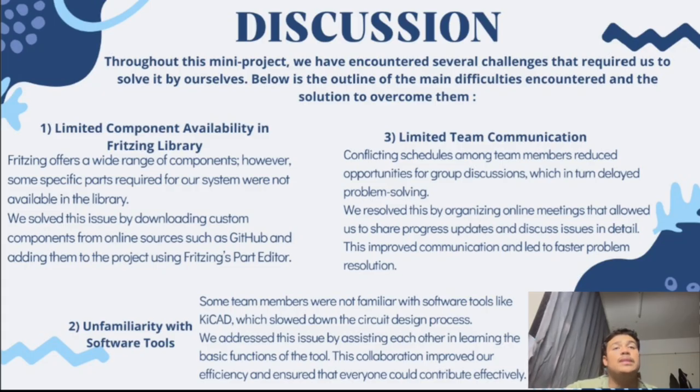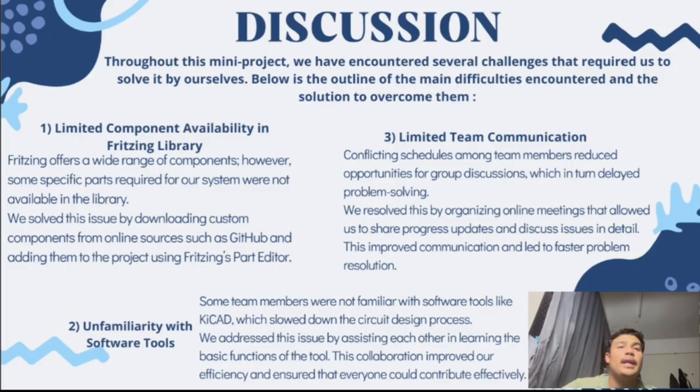First, we faced limited component availability in the Fritzing library. Although Fritzing provides many components, some specific parts we needed for our system were not available. To solve this, we downloaded custom components from online sources such as GitHub and added them manually using the Fritzing editor. This allowed us to continue our project without being restricted by the library limitation.